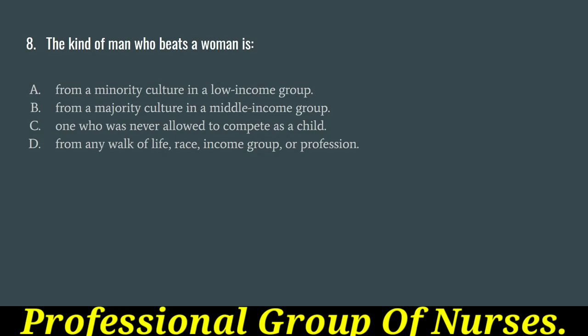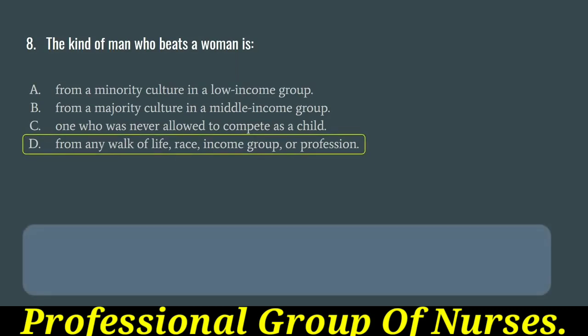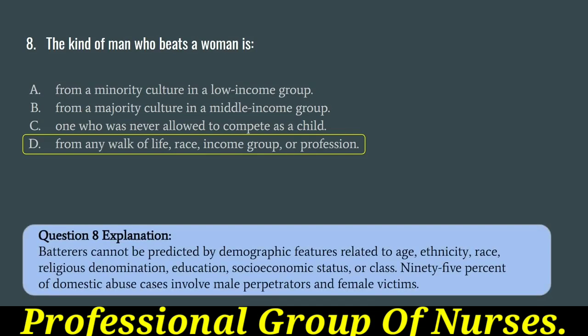Question 8 answer: D. From any walk of life, race, income group, or profession. Question 8 explanation: Batterers cannot be predicted by demographic features related to age, ethnicity, race, religious denomination, education, socioeconomic status, or class. 95% of domestic abuse cases involve male perpetrators and female victims.